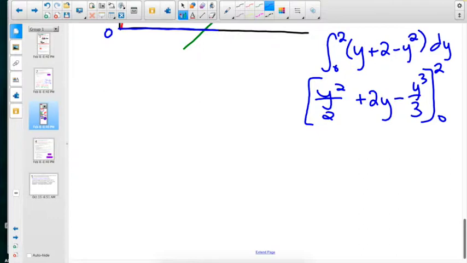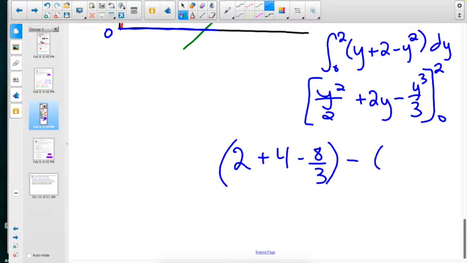All right, we put in a 2 here, we get how much? Yep, 4 over 2 is 2. We put in a 2 here, we get 4. Those are nice. We put in a 2 here, we get, okay, it's a fraction. We'll deal with it. And then we plug in zeros everywhere, and we just get a big fat old 0, right? 0 plus 0 minus 0. So I've got 8 minus 8/3.